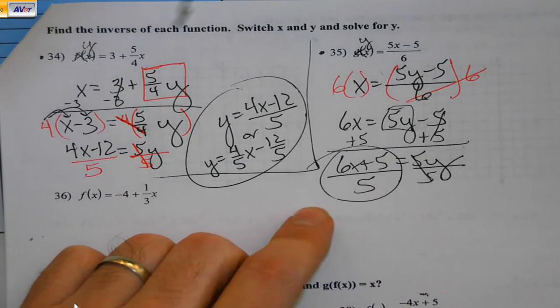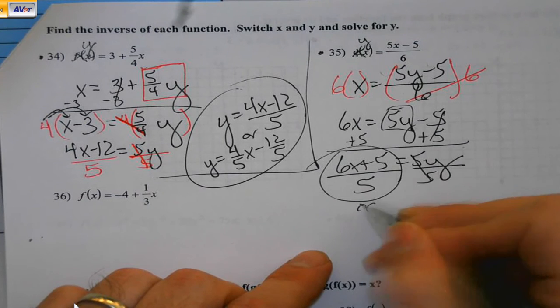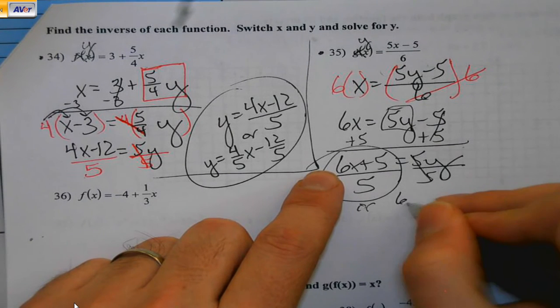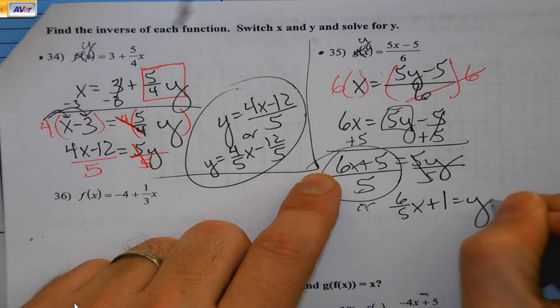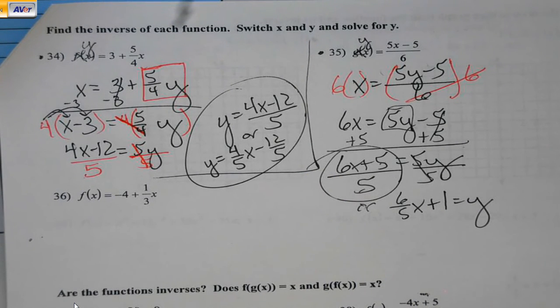So it really comes down to you trusting yourself as you're doing these. And again, that's fine. Or if you divide each piece individually, you can get that too. But you've got to switch x and y and then slowly, step by step, not trying to do multiple steps at a time, isolate your variable.